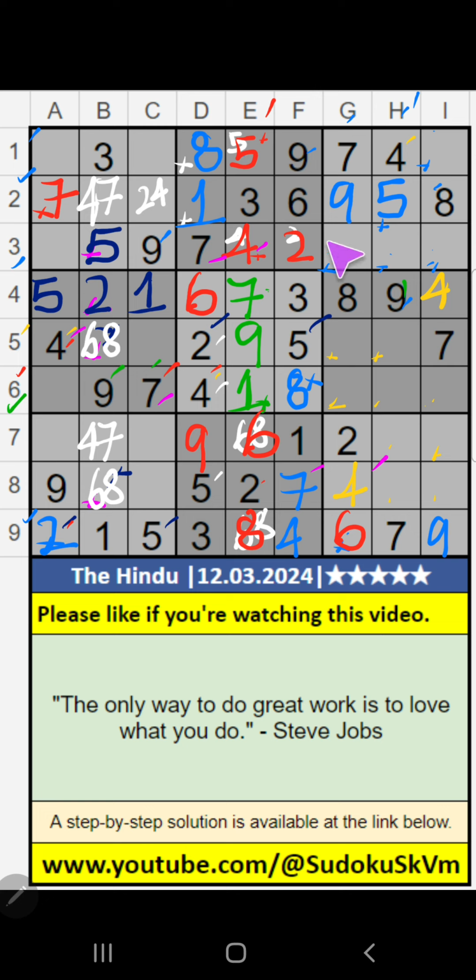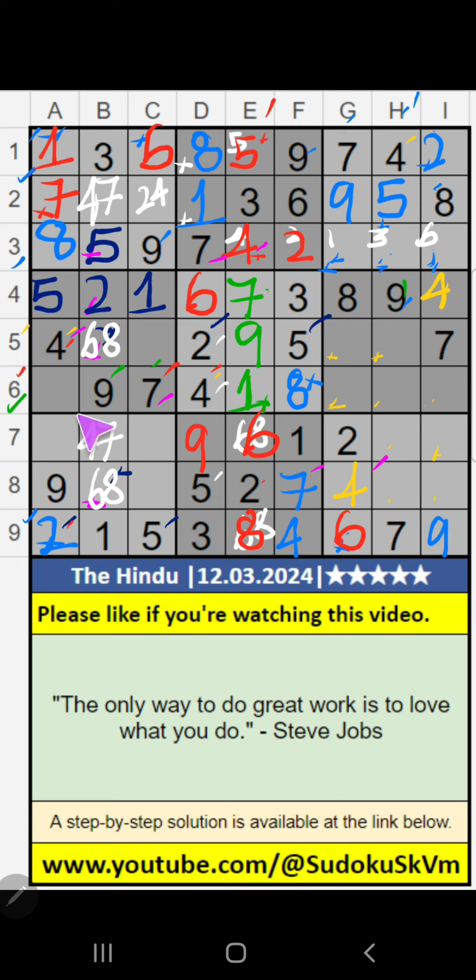Third grid, first row we have 8, so it can't come in these cells. Then 8 is confirmed here. Then third row, 3 numbers are remaining. 1, 3, 6. It will come in any one of these cells. We will confirm later. Third grid, only one number remaining. 2. 2 is confirmed here. Then first row, 2 numbers are remaining. 1 and 6. Column C, we have 1. So it can't come in this cell. 1 is confirmed here. Then 6 is here.